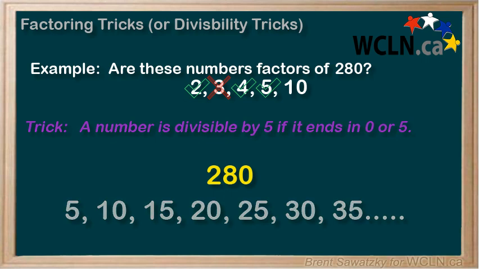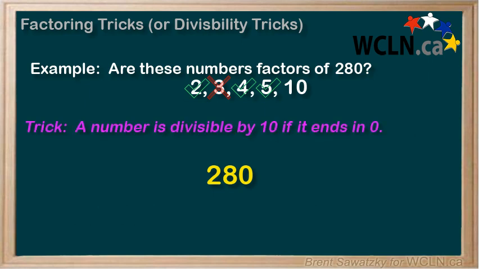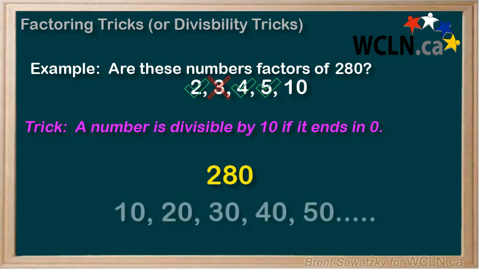The last one we'll look at is 10. To determine whether a number is divisible by 10, we just look at the last digit. If it's a 0, then we know that it must be divisible by 10. And this makes total sense if we think of our tens times tables. 10, 20, 30, 40, 50, yes, they all end in 0. Thus, 280 ends in a 0, so we know that 10 is a factor of 280.